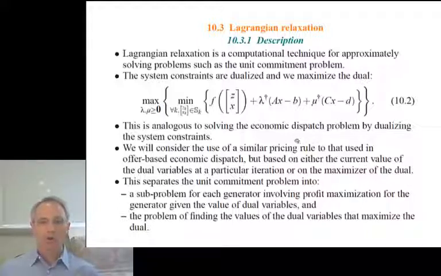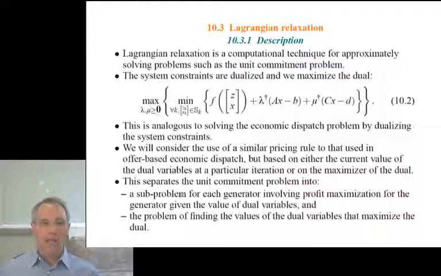And we're going to consider the use of a similar pricing rule to that used in offer-based economic dispatch. But instead of being based on the Lagrange multipliers, it's going to be based on either the current value of the dual variables at a particular iteration of maximizing the dual, or indeed if we can find the maximizer of the dual, on the maximizer lambda star and mu star of the dual.